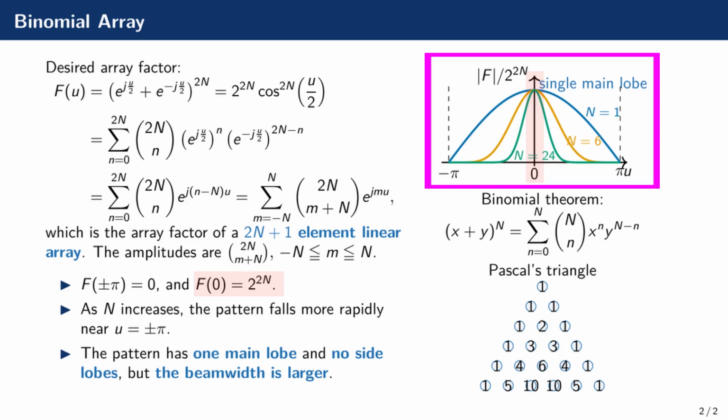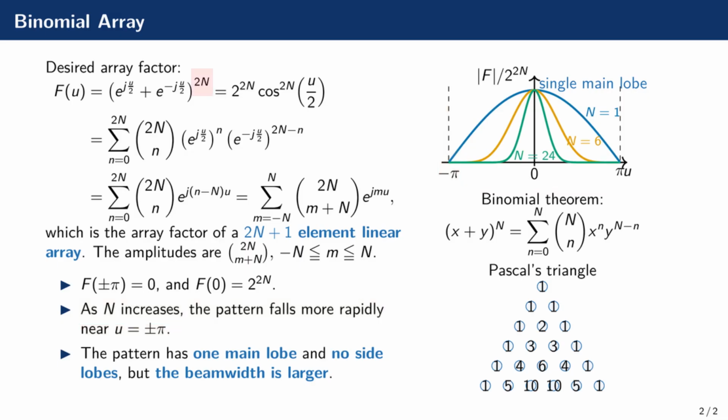At u equals 0, the cosine takes its maximum value, so the array factor also reaches its maximum there. Because the argument of cosine is u over 2, the pattern becomes 0 at u equals plus or minus pi. As the cosine term is raised to a higher power, the pattern drops very quickly, and the transition becomes steeper.